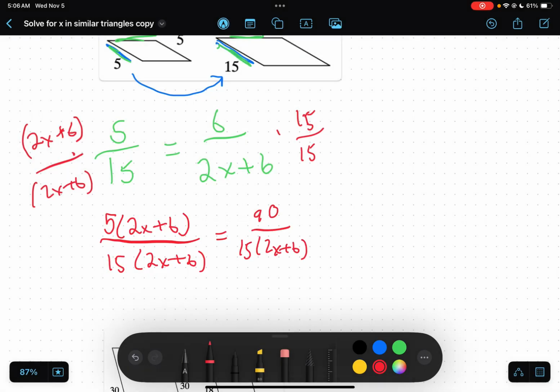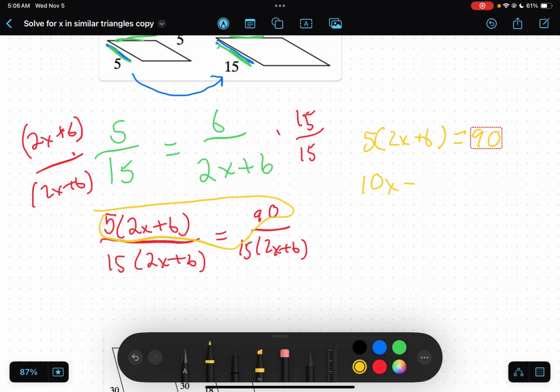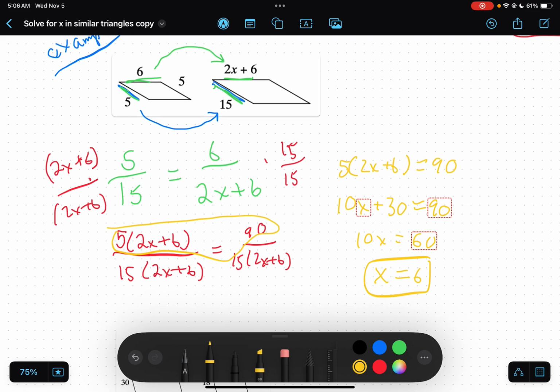Okay, so now I'm just going to make my nice and simple equation with my numerators. 5 times (2x plus 6) equals 90. 10x plus 30 equals 90. 10x equals 60. X equals 6. So hopefully, regardless of how you set up your equivalent ratios or if you use the scale factor method, you ended up with x equals 6.